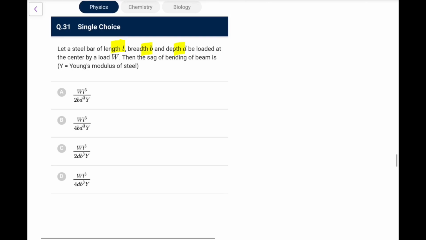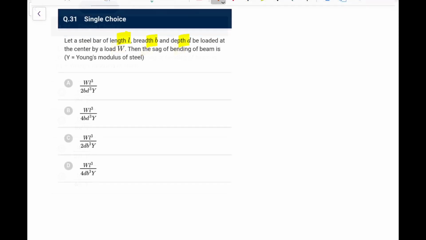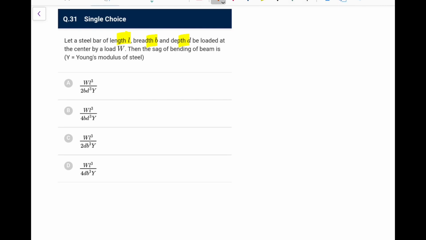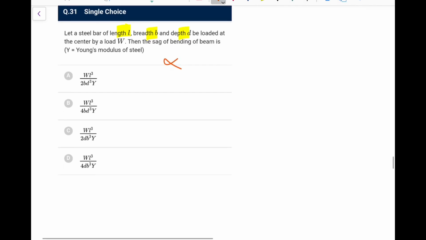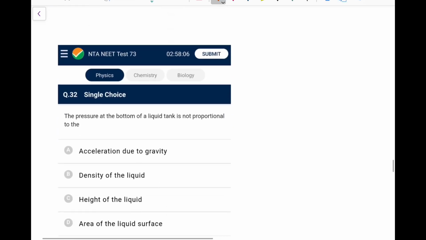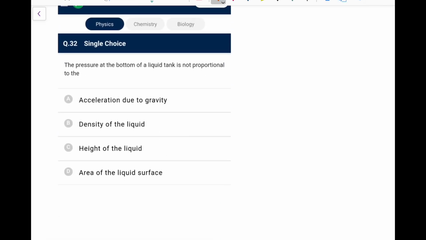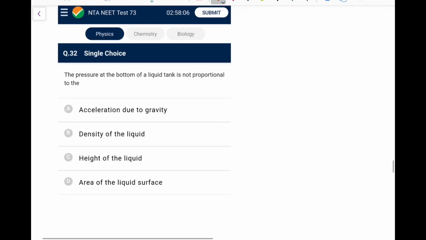Let a steel bar of length L and breadth be loaded at the center by a load W, then the sag of bending of the beam is. Now I'll advise you to leave this question, because the formula here is studied in engineering in the first or second year in mechanics. I don't think this is the formula applicable at your level. This question has to be left out, because it is not going to be dealt with by you. No point in doing this. This is beyond the usual theory expected here. You are not expected to solve such a question.